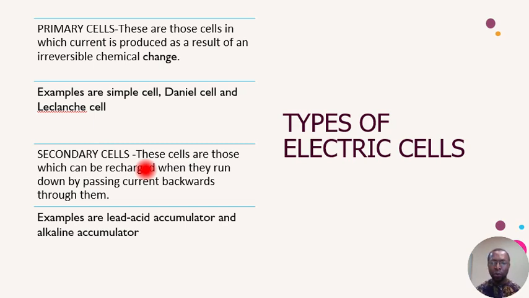This secondary cell too has two major examples. We have the lead acid accumulator, that means made up of acid, and the second one is called the alkaline accumulator or the nickel accumulator. All right. So, in a nutshell, we have two types of cells: the primary cell and the secondary cell. The primary cell has three examples: the simple cell, the Daniel cell, and the Leclanche cell. While the secondary cell also has two examples: the lead acid accumulator and the alkaline accumulator.